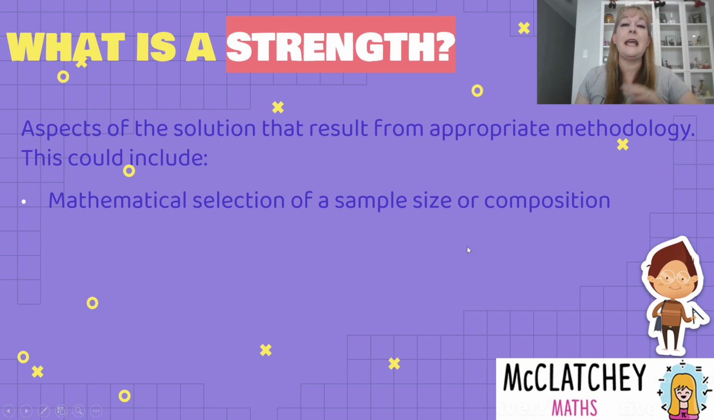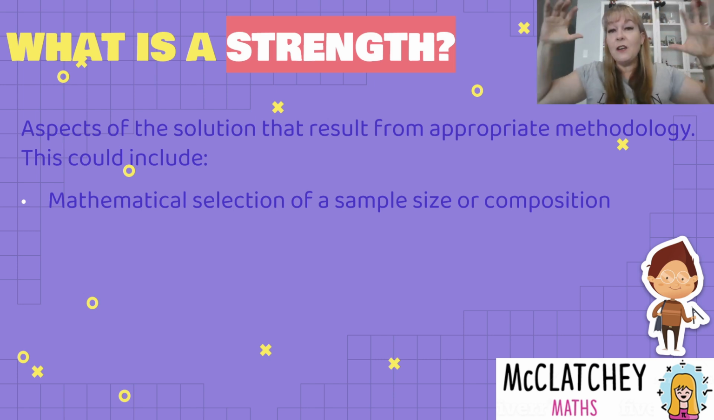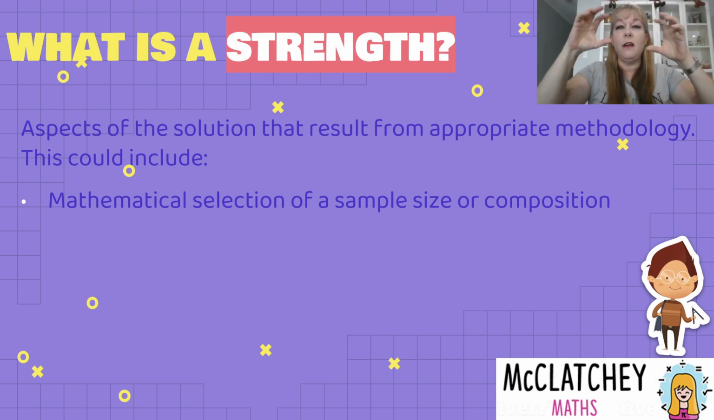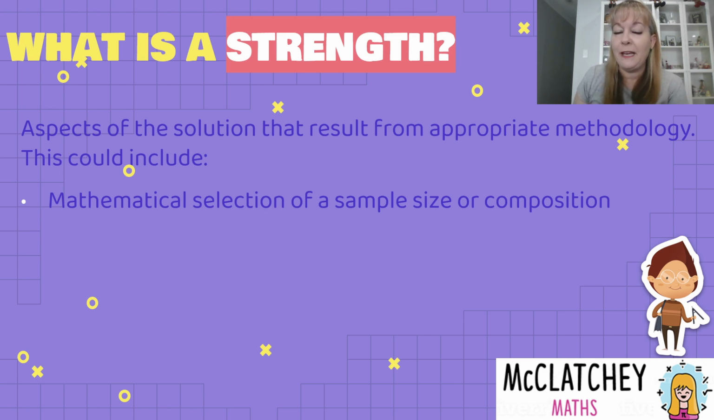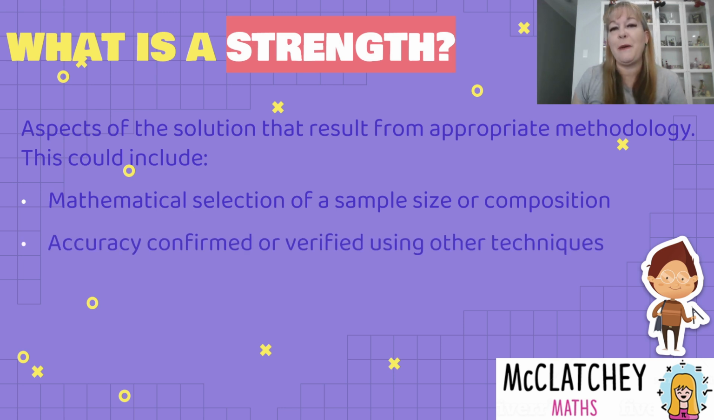Or the composition, let's say you use stratified sampling, which means that you had 50% males, 50% females, or 20% year 7s, 20% year 8s, 20% year 9s, 20% year 10s, 20% year 11s. That could be a strength of the model because you've got this structure to this composition or the makeup of your sample that makes it reflective of your population or representative of your population. That's a strength. Let's say you've done verification as part of your verified results and you confirm the accuracy of your model using a different method. That is appropriate methodology. So that appropriate methodology is going to be part of a strength of your assignment.